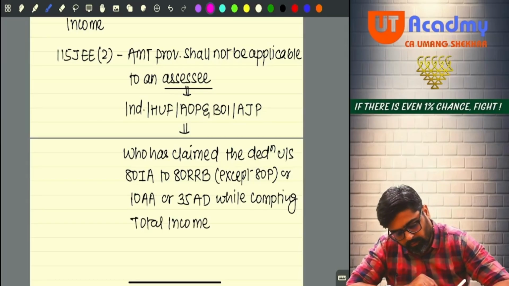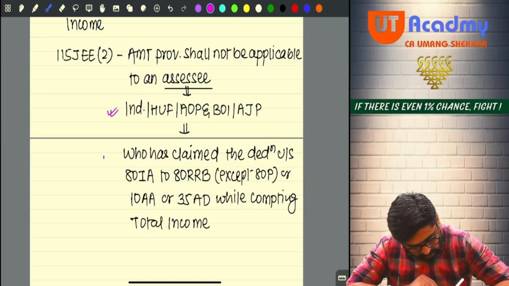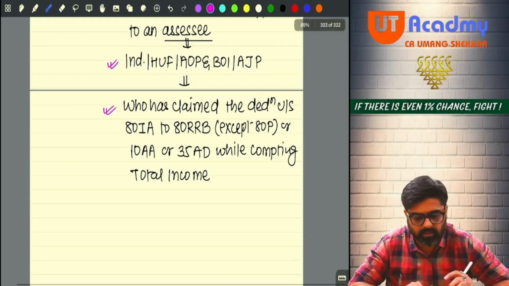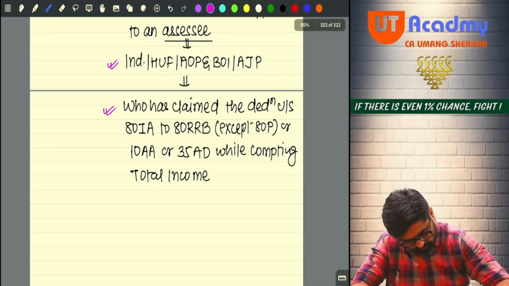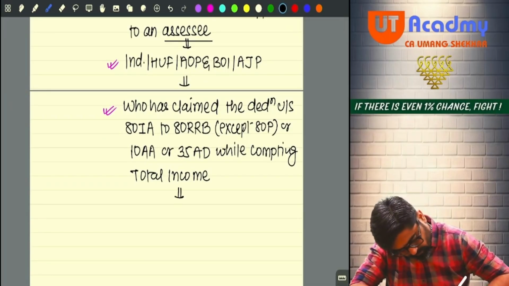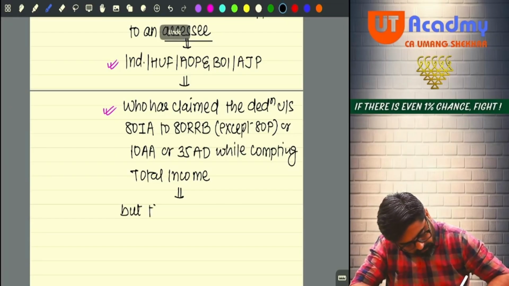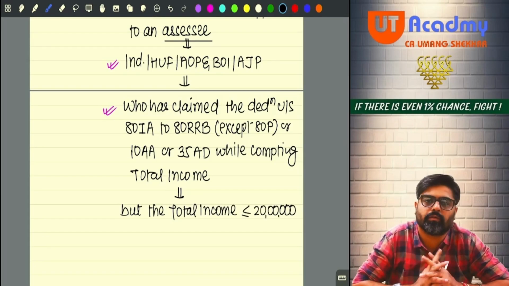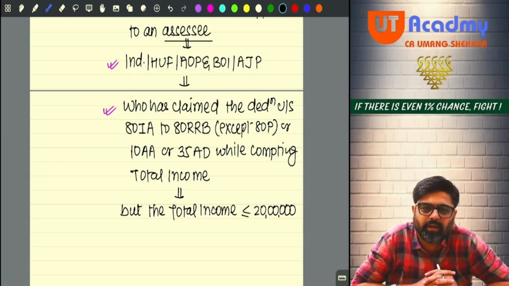So if this is the assessee and he has claimed any of these deductions, but the total income does not exceed 20 lakhs. So there is a limit on total income given.